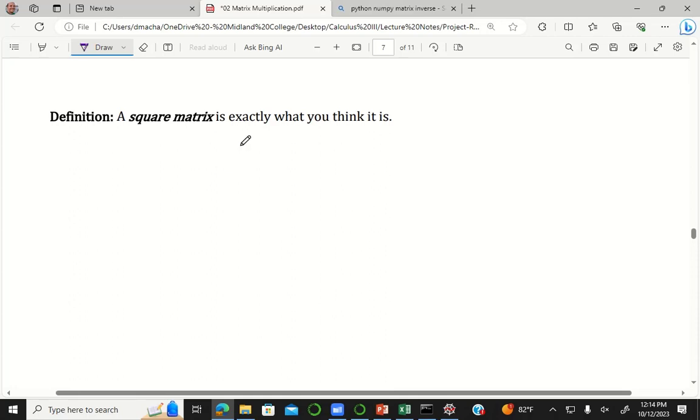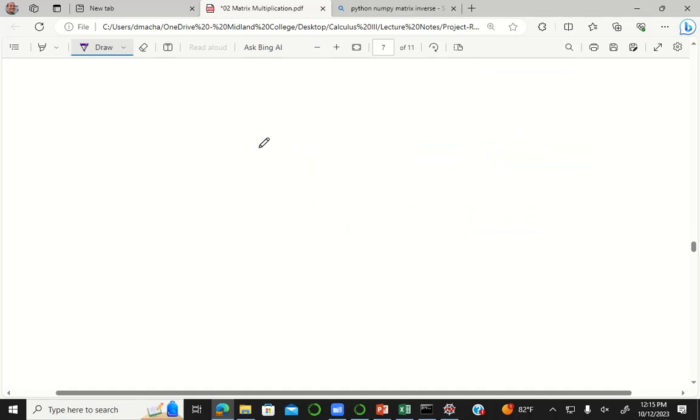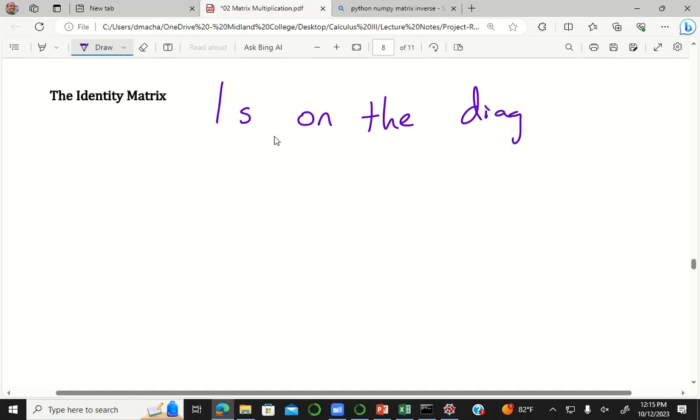So this is easy. A square matrix is exactly what you think it is. If the number of rows is equal to the number of columns, then we call it a square matrix. So 2 by 2 matrices are square, 3 by 3 matrices are square, 4 by 10 matrices are not square. Okay, the identity matrix is any matrix with ones on the diagonal and zeros off the diagonal.